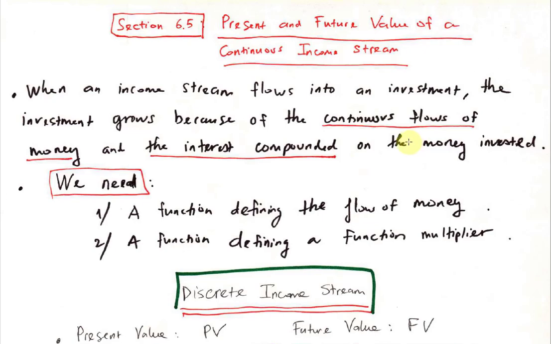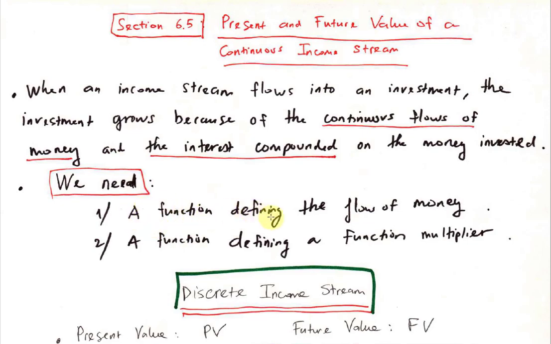In this last section of chapter 6, we are going to learn about the present and future value of a continuous income stream. So when an income stream flows into an investment, the investment grows because of the continuous flows of the money and because also of the interest compounded on the money invested. Okay, so we know that we need two things in this case.